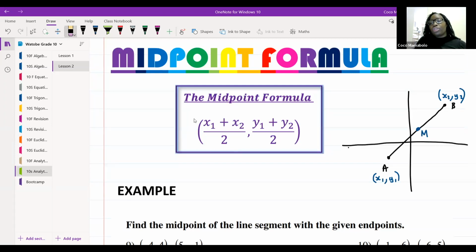The midpoint should give us another set of coordinates. So the midpoint must also give us an x coordinate and a y coordinate. It's not going to be a number like when we did the distance formula. We're not just going to get like 17 or 5 or 33. We're going to get an x value and a y value.